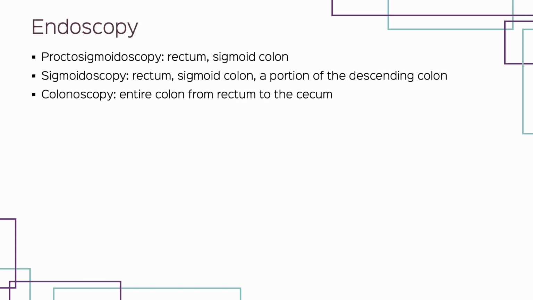When coding for endoscopies of the large intestines, it is important to know the extent of the large intestine that is examined. The endoscopy begins at the rectum. For a proctosigmoidoscopy, the examination goes into the sigmoid colon. For a sigmoidoscopy, the examination goes through the sigmoid colon and possibly into a portion of the descending colon. And then for a colonoscopy, the entire colon is examined.